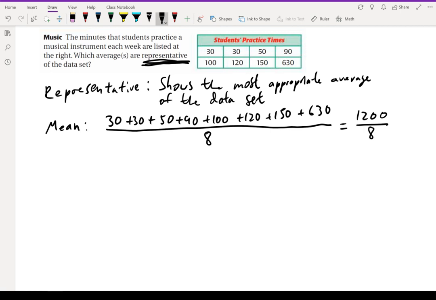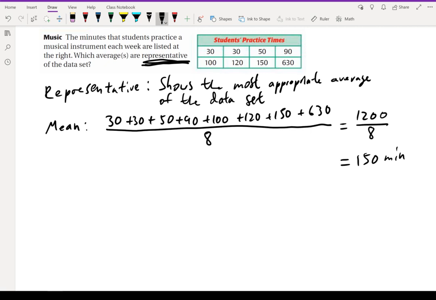Does that divide out nicely? I think it does. So let's quickly do this. 1,200 divided by 8. 8 goes into 12 once, that's 400 remaining, so that's 50, 150. So that's 150 minutes. That's the mean. The mean is 150 minutes.